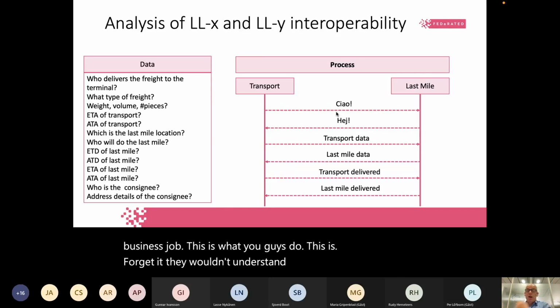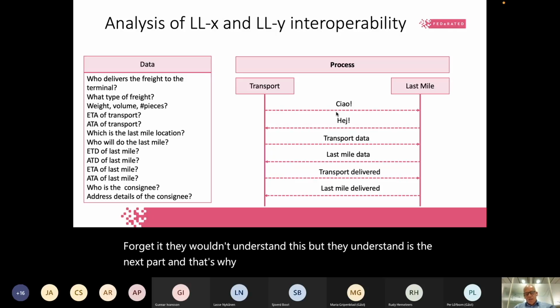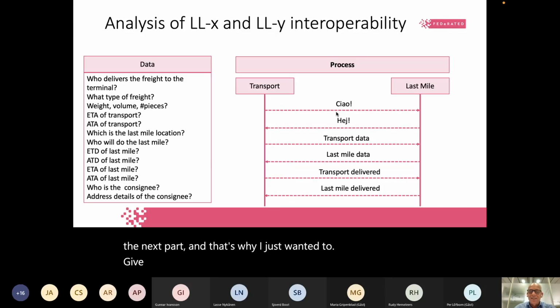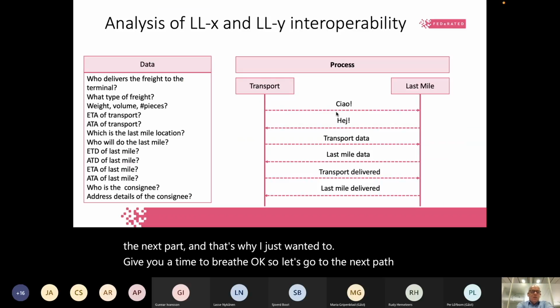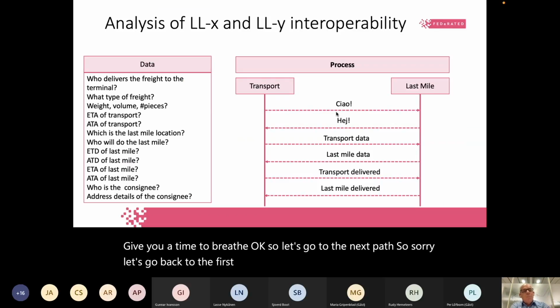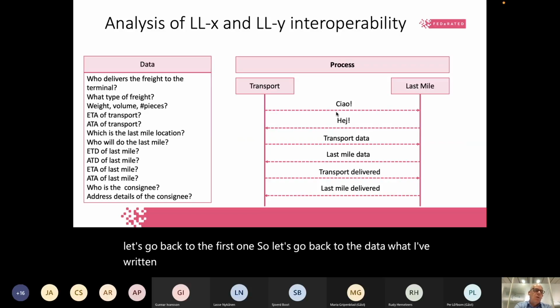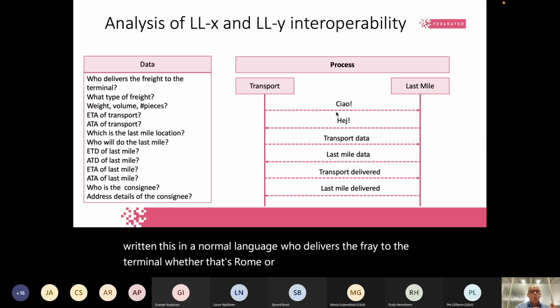What they understand is the next part, and that's why I just wanted to give you a time to breathe. Okay, so let's go to the next part. So, sorry, let's go back to the first one. So let's go back to the data. What I've written in a normal language: who delivers the freight to the terminal? Whether that's Rome or Linköping, it doesn't matter. But who does that, right?